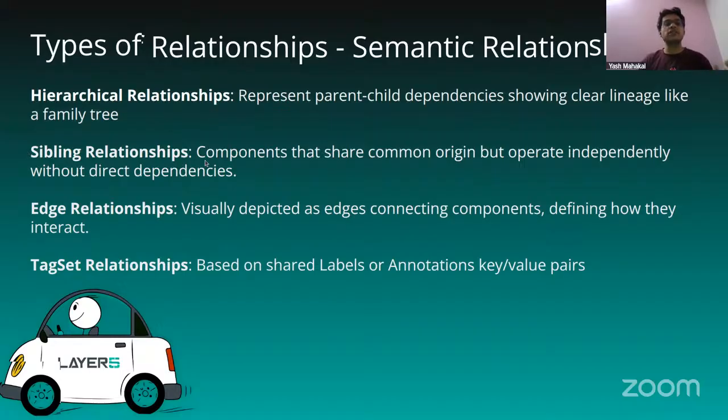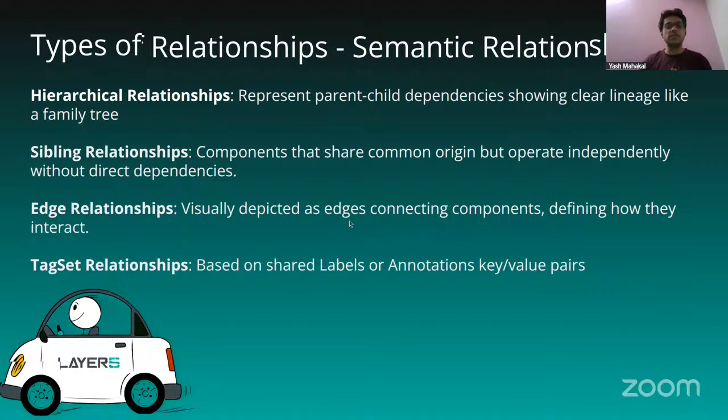Sibling relationships are like the components that actually share a common origin. For example, you can tag or label two components as the same. They don't have anything to interact with each other, but they are just sharing the common label, and that's why we are grouping them. So it is for the grouping, and that's why we call it sibling relationships.